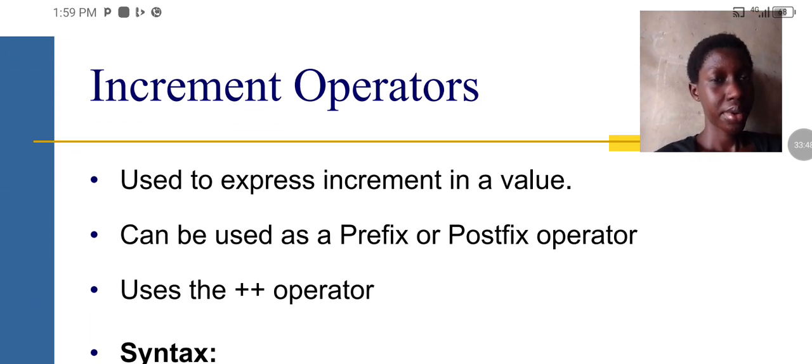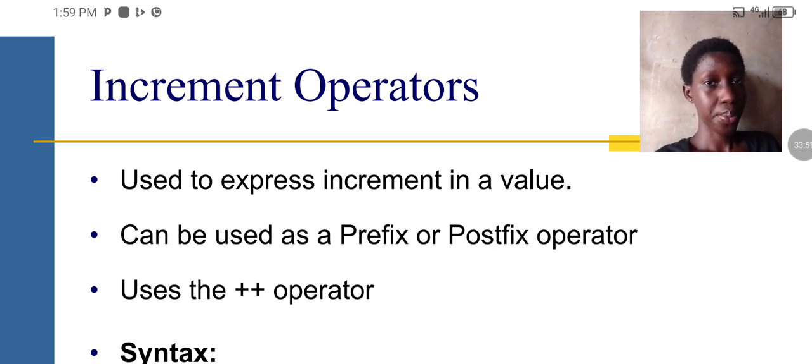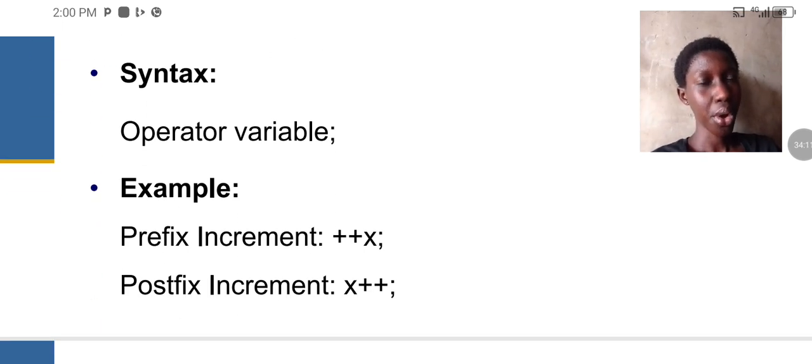Now we also have the increment operators. This is used to express increments in a value. It can be used as a prefix or a postfix operator. It uses the plus plus operator, known as the increment operator. You're adding a value to the operand. So the syntax is the operator and the variable, right? For the prefix increment, the increment comes before the variable, then you terminate. For the postfix, it comes after the variable, then you terminate.